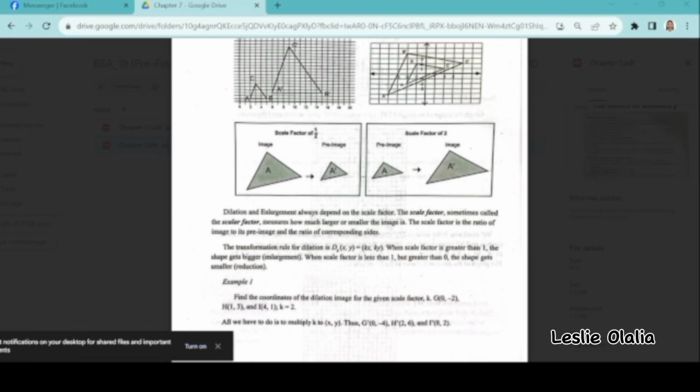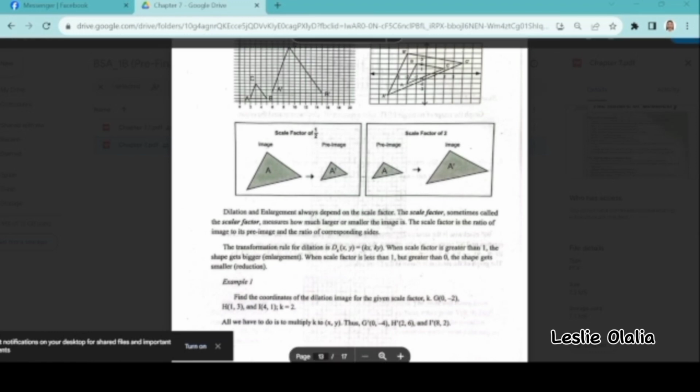Ngayon, meron tayo dito sa example number 1. Ang gagawin mo lang dito para makuha mo yung corner points or yung coordinates is i-multiply mo lahat sa K. Ngayon, sinabi ko kanina, the K is always given. Now, ang value ng K natin dito is 2. Ngayon, yung 2, i-multiply mo lang siya kay point G, which is 0 and negative 2, point H, 1 and 3, and point I, which is 4 and 1.